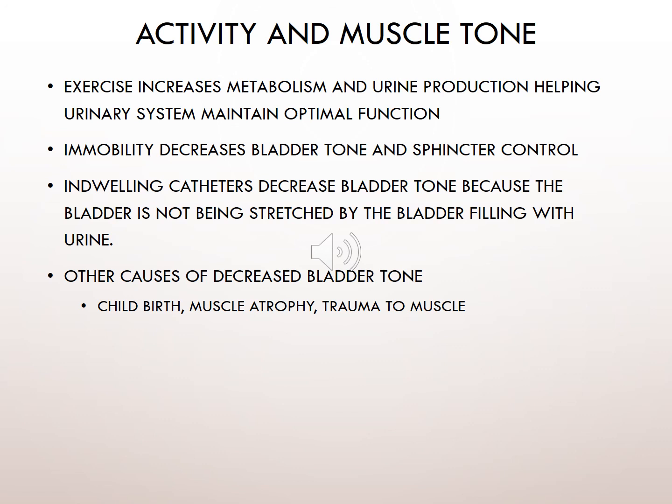As well, further in this PowerPoint, we're going to talk about what an indwelling catheter is. And when an individual has an indwelling catheter, this can decrease the bladder tone because the bladder is not being stretched and it's not filling completely. And it causes it kind of to lose its tone and not function as easily after that indwelling catheter comes out. Other causes of decreased bladder tone that can affect our urination is childbirth, trauma to the muscles, muscle atrophy. So just to be aware that these are factors that have an impact on urination.